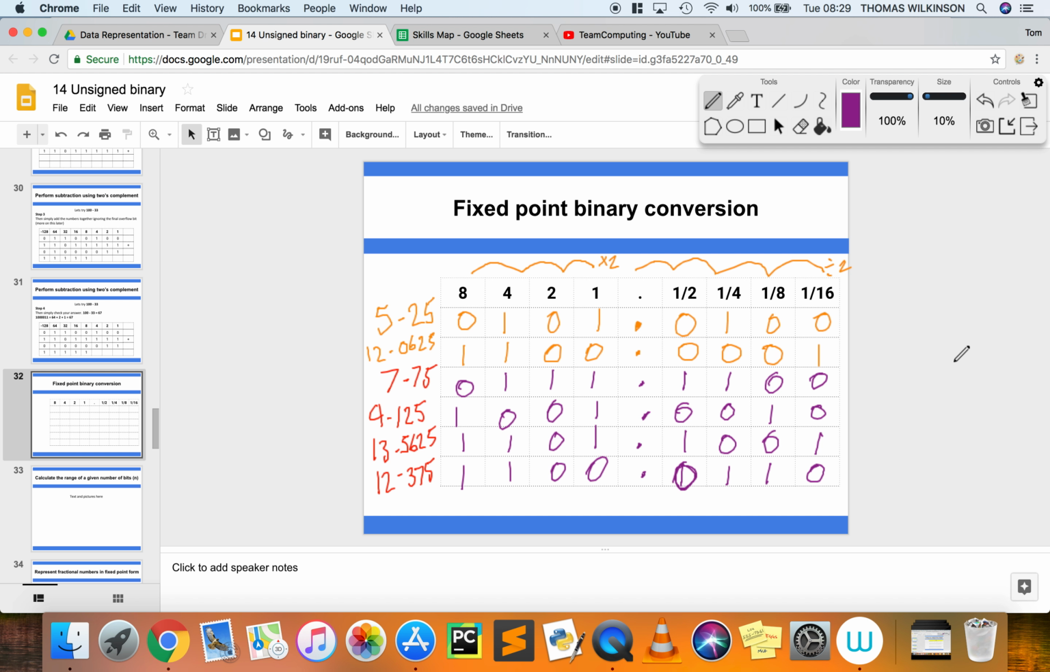So I hope you found that quite straightforward. Watch it again, have a practice with them, play around with some different numbers, see how you get on with doing different fixed point binary conversions.